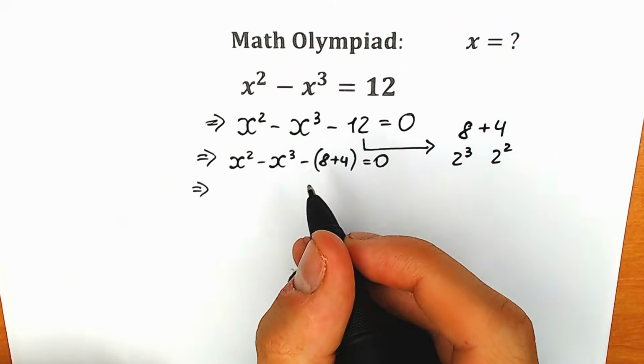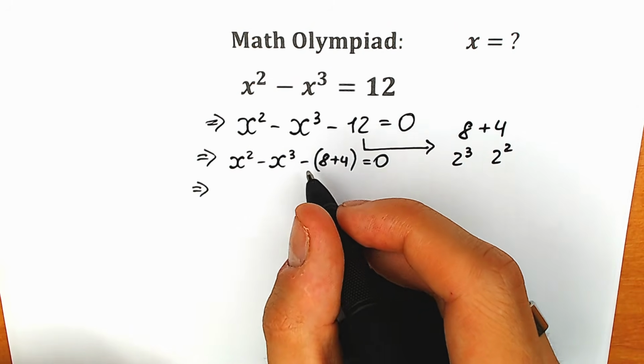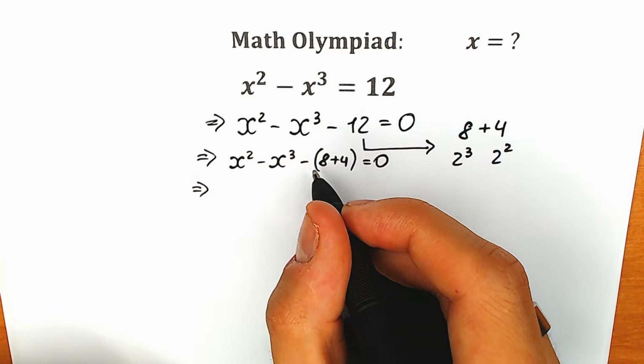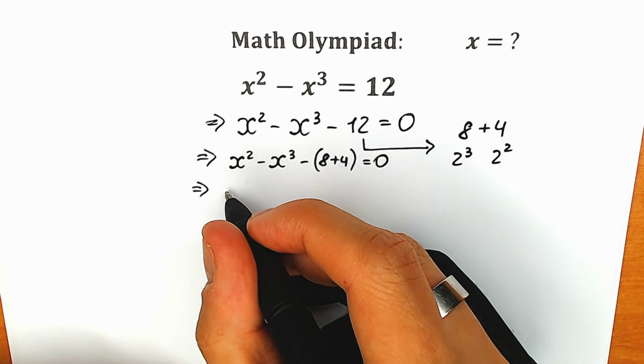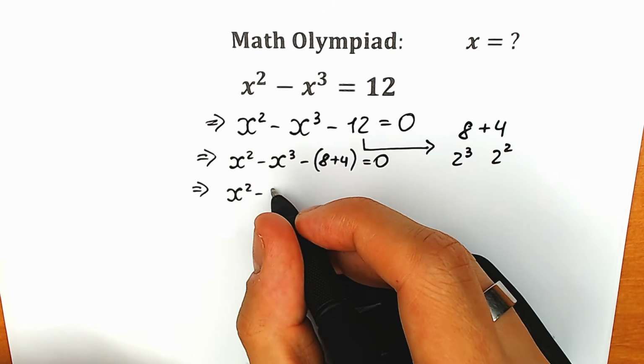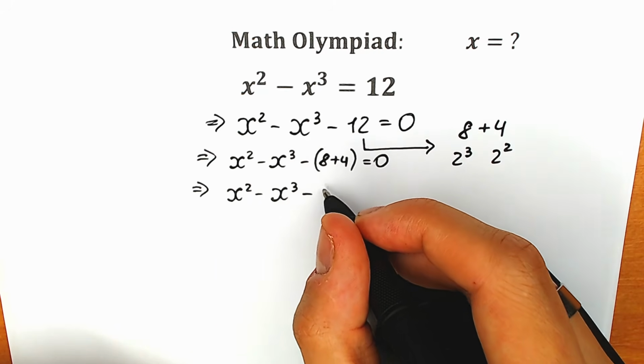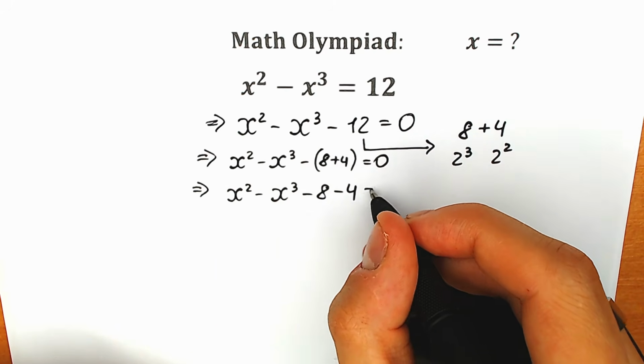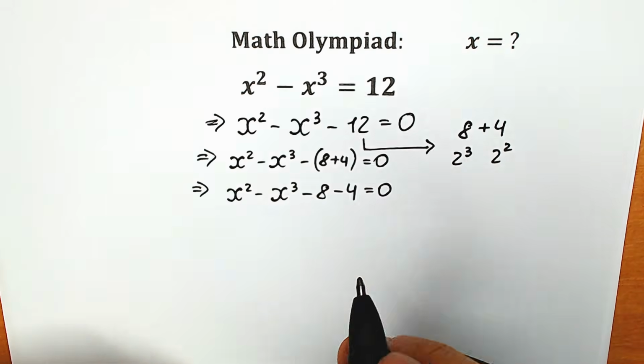Right now, let's open our parentheses. We have 8 plus 4 in parentheses, but with a negative sign before the parenthesis, so we need to change all the signs to the opposite ones. So we have x squared minus x cubed minus 8 and minus 4 equal to 0. Okay, so I really hope you understand.